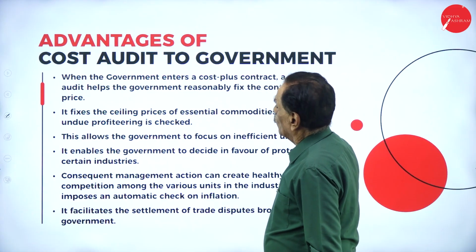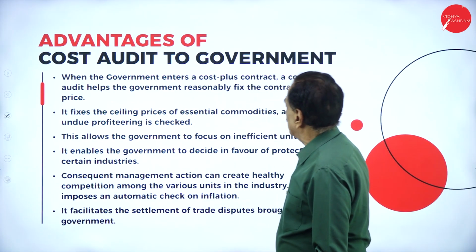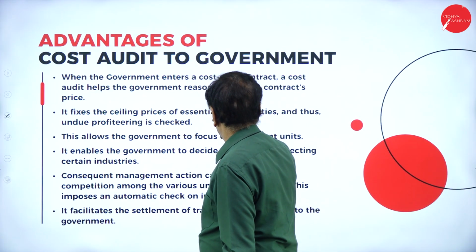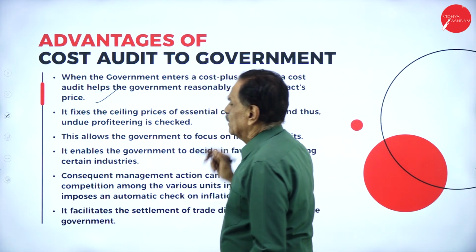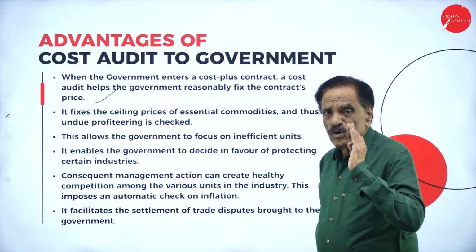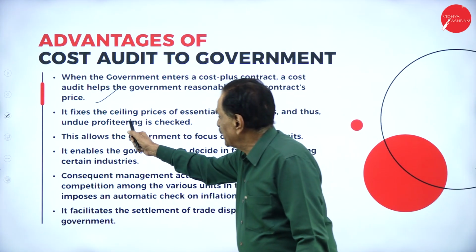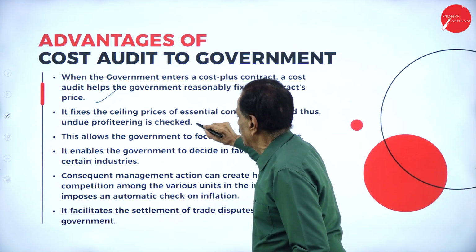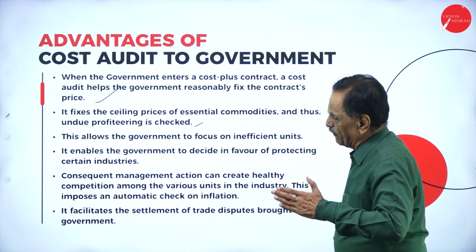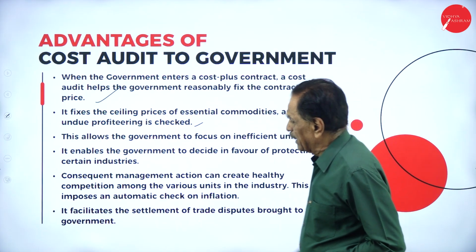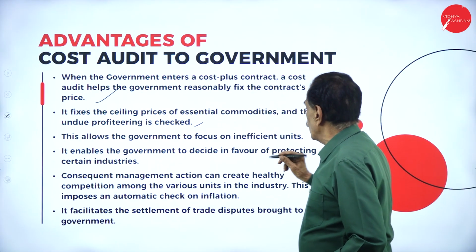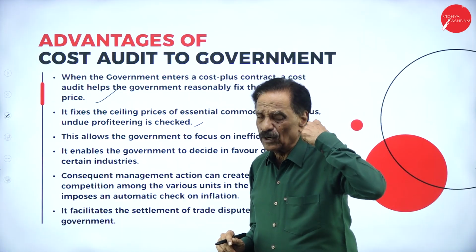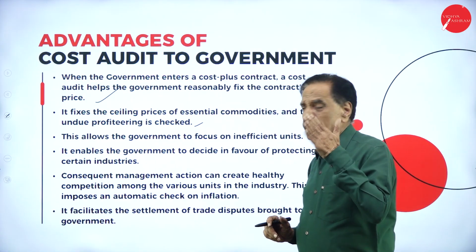Advantage of cost audit to government. When the government enters a cost plus contract, a cost audit helps the government reasonably fix the contract price. So in order to fix the contract price, you have to take the help of the cost. It fixes the ceiling price of essential commodities, and undue profiteering is checked. Whether the profit is more or less, it will be checked here. This allows the government to focus on inefficient units. Whatever the inefficient units are, they should be closed down so that the cost will be reduced.